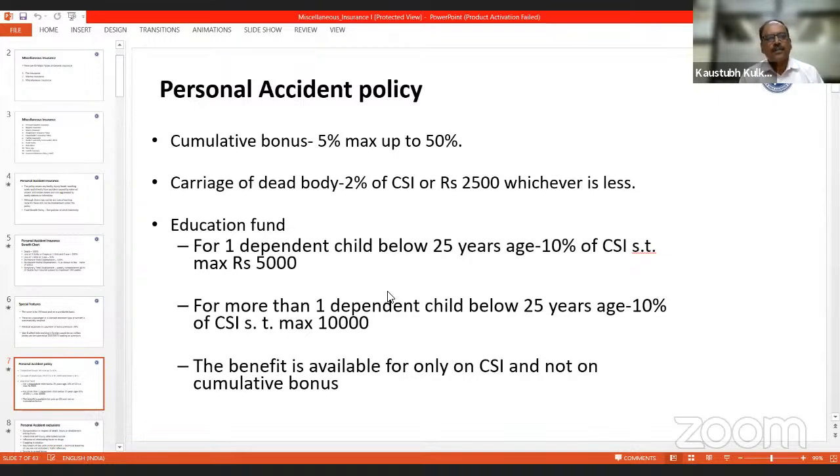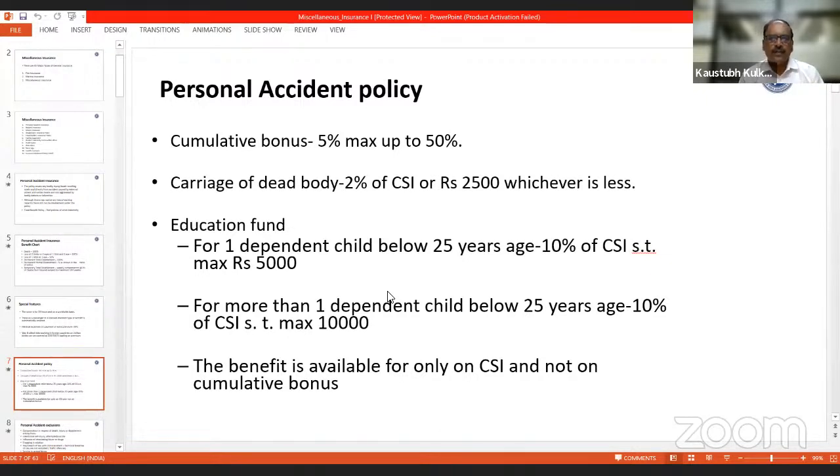Apart from these special features, for the dependent children, the education fund is also provided. For one dependent child below 25 years age, what are the coverages? 10% of capital sum insured, subject to maximum rupees 5,000. If there are more than one dependent child, then the coverage is up to 10,000. The benefit is available only on capital sum insured and not on cumulative bonus.